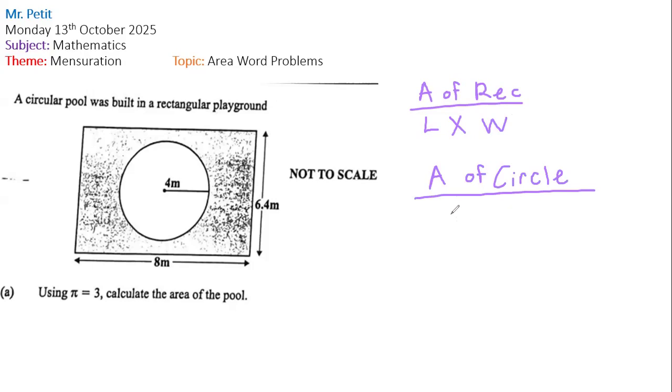Pi times r. Wait, 2 pi r? No, that's the circumference. The formula is pi r squared, right? Pi r squared, very good. Let's try that again. What's the formula for the area of a circle? Pi r squared. Very good. So let's keep that in mind as we are doing these questions.